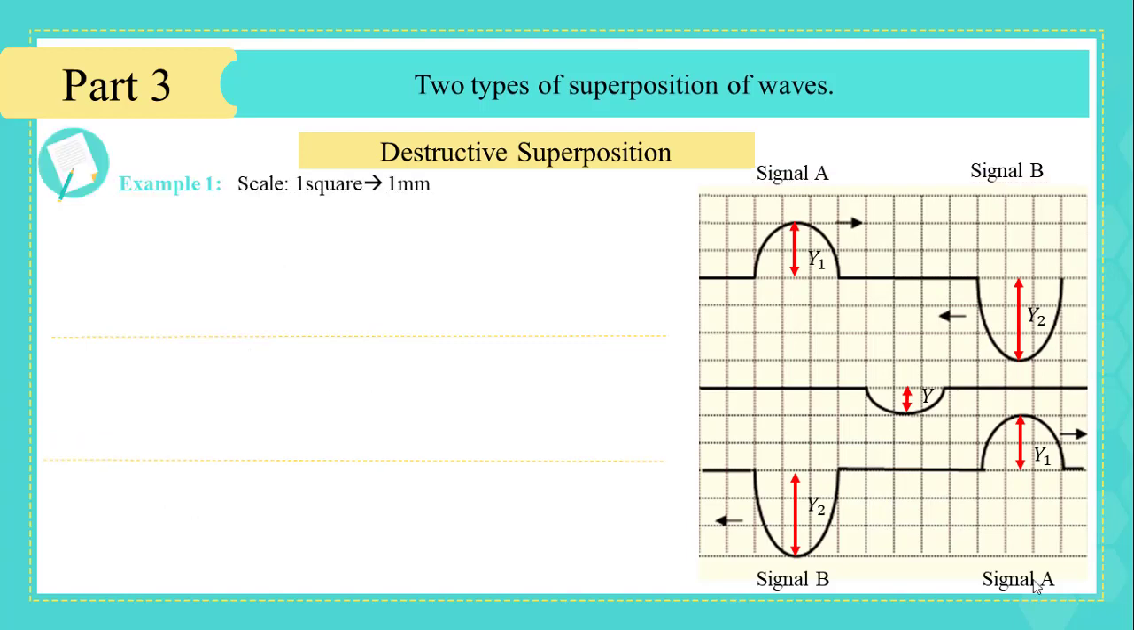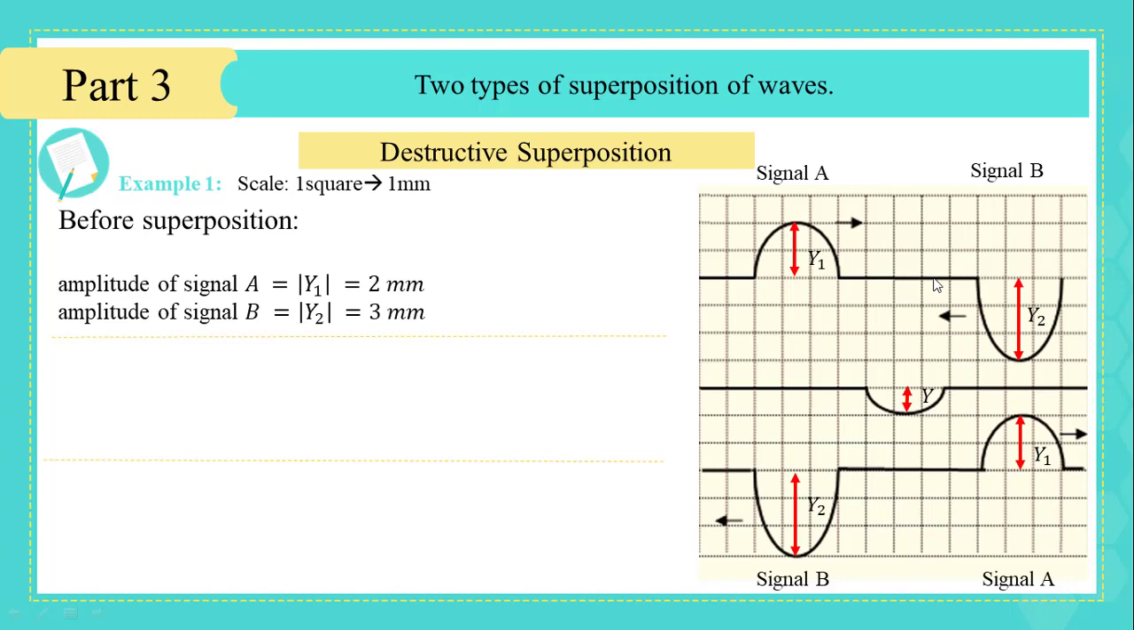Solve with me this example to check your understanding. In this example, there are two signals of opposite directions. Signal A forms a crest and signal B forms a trough. Moving towards each other, they undergo a destructive superposition. The amplitude of signal A is 2 mm and that of B is equal to 3 mm.